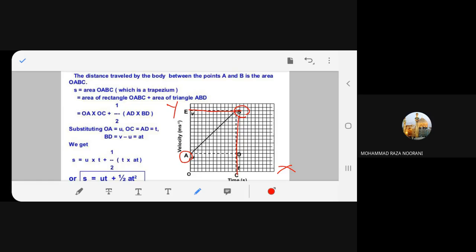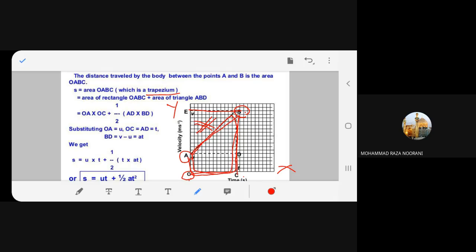Now, I'm starting from A, reaching B. So obviously this space will not be taken at all. What will be taken? Obviously, this position O, A, B, C. So this area I will be taking into consideration. What is the structure of this area, beta? It is a trapezium. I think you know that.